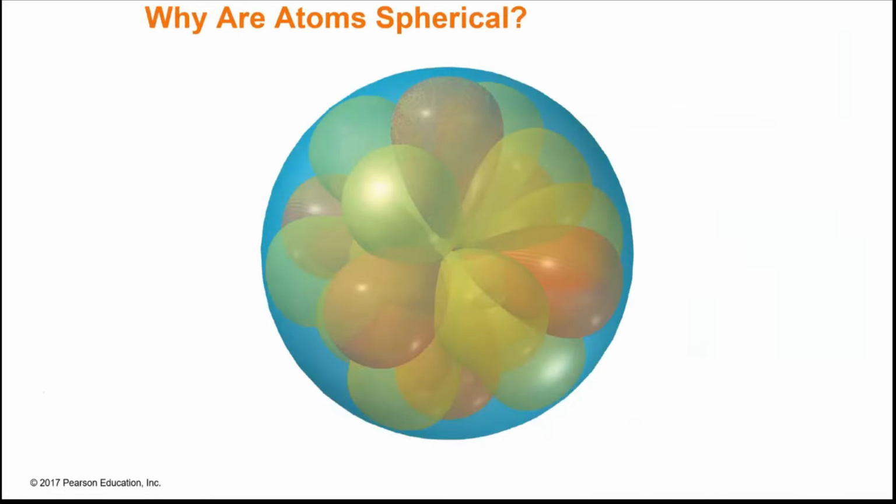So all I would remember is L equals 0, 1, 2, 3, S, P, D, F. S, possible 2 electrons. P, possible 6 electrons. D, possible 10 electrons. And F, possible 14 electrons.